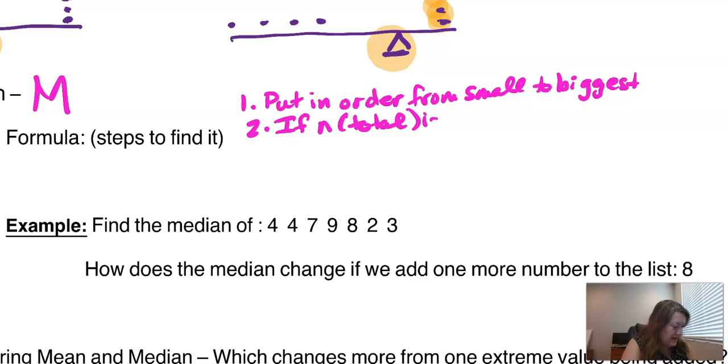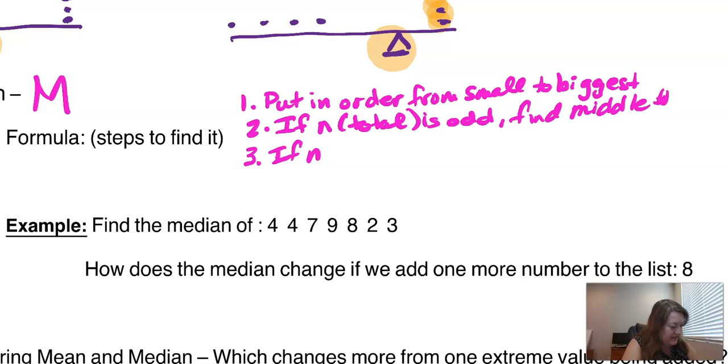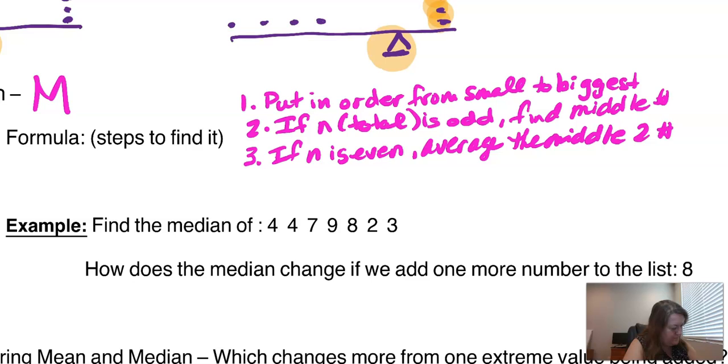If the total is odd, then it should be the middle number. So we just find the middle number. And if the total number of numbers is even, then I'm going to have 2 numbers in the middle, or no numbers in the middle, depending on how you look at it. But we want the 2 numbers in the middle, so we are going to take the mean of those 2 numbers. Average the middle 2. Okay, so that's how we find it.